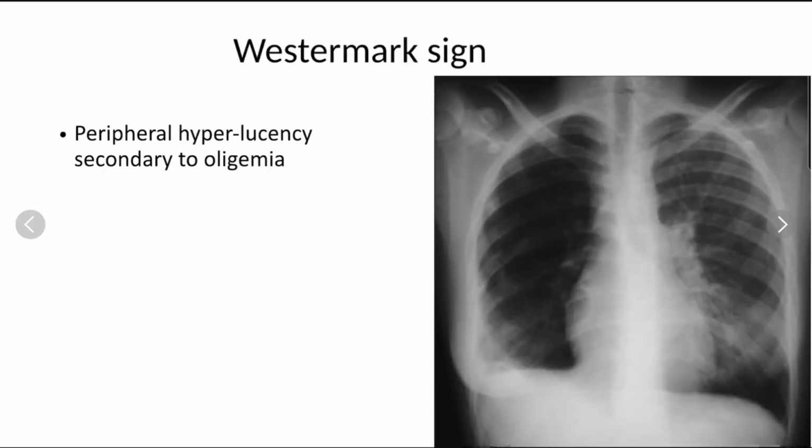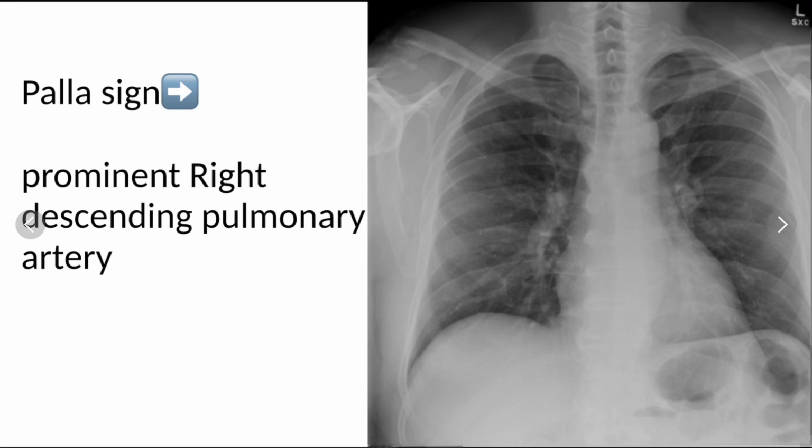What is the Westermark sign? Westermark sign is peripheral hyperlucency secondary to oligemia. Because the blood supply is reduced in the right lung, we can see this peripheral hyperlucency. Again, we can see this is the Palla sign, which shows a prominent right descending pulmonary artery.